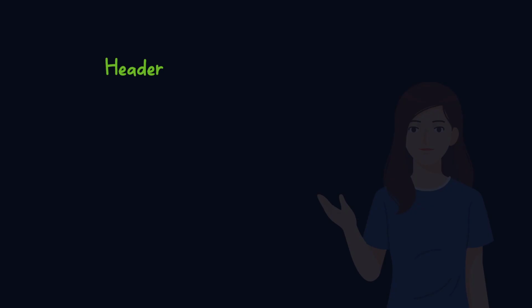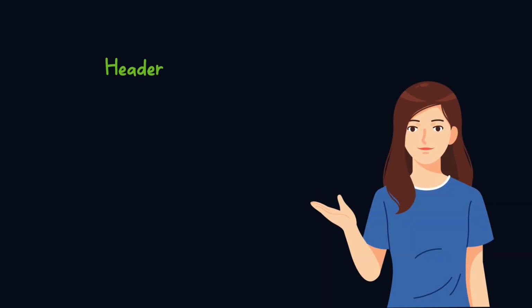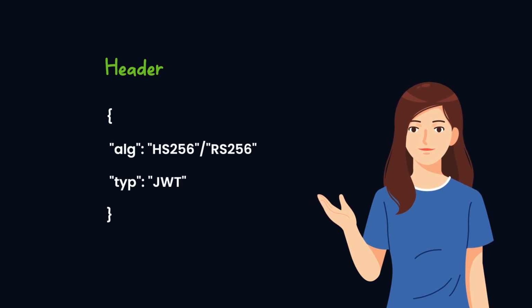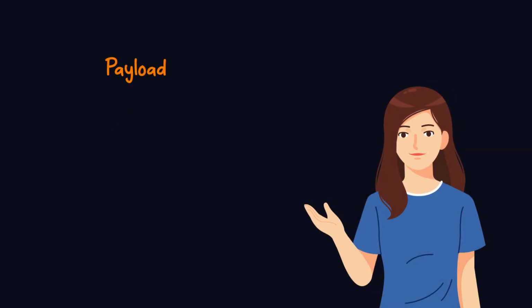The header of a JWT contains information about how the token should be processed and secured. It typically consists of two parts: the token type and the signing algorithm used to secure the token, such as HMAC, SHA-256, or RSA. Moving on to the payload, this is where the actual data or claims reside.